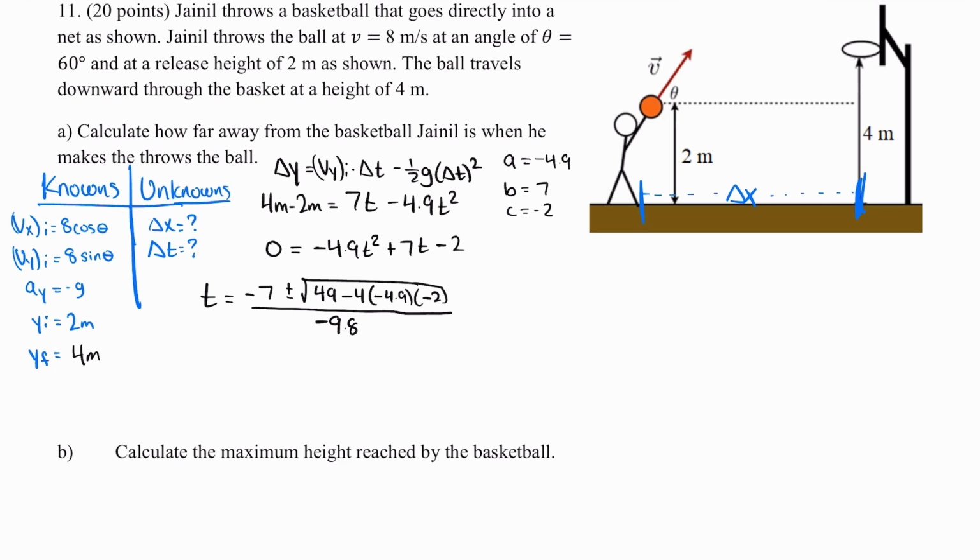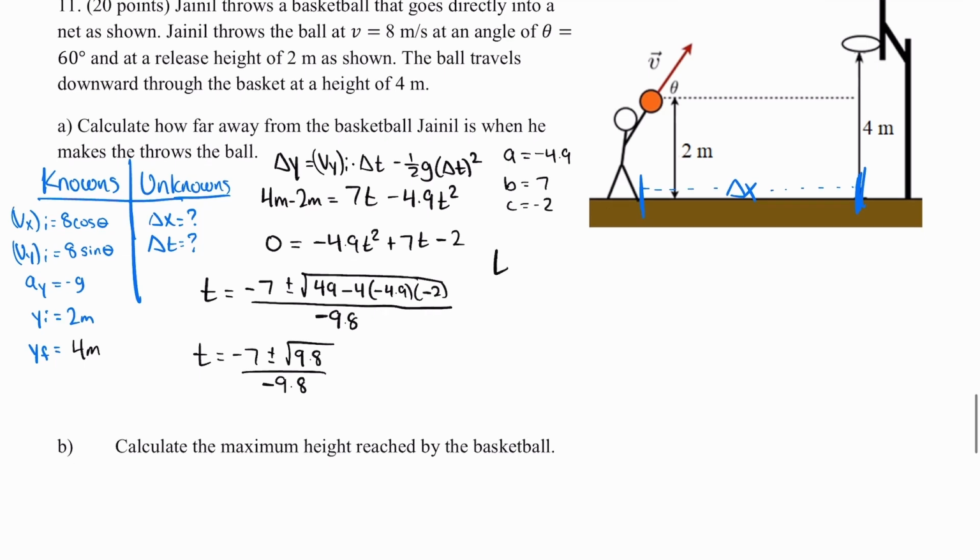When I simplify what's under the radical, I'm going to get that t equals negative 7 plus or minus the square root of 9.8, all divided by negative 9.8. Remember that the plus or minus is going to give me two solutions. So t1, I will just say that it is the plus version, and that t2 is going to be negative 7 minus the square root of 9.8 divided by negative 9.8.